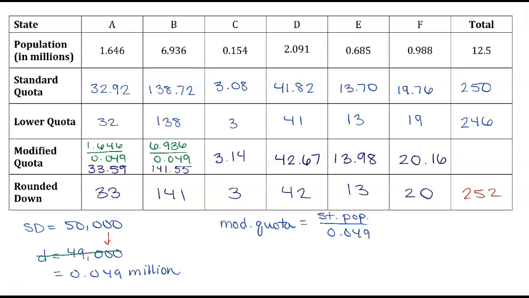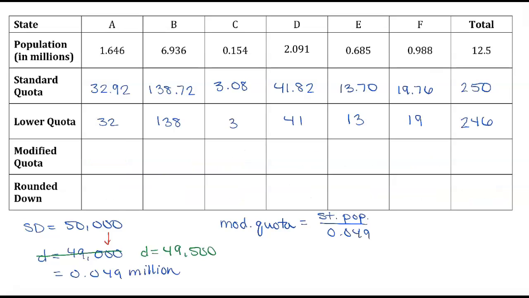This time, let's try the modified divisor of 49,500. 50,000 is too high, 49,000 is too low. So we'll try 49,500. We will again take each state's population and divide it by our modified divisor. Written in millions, we can express this modified divisor as 0.0495. For state A, we now have 1.646 million divided by 0.0495 million.